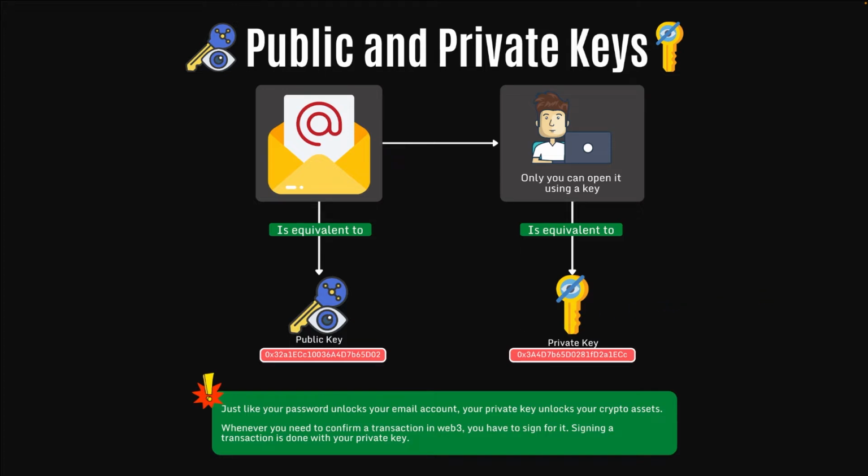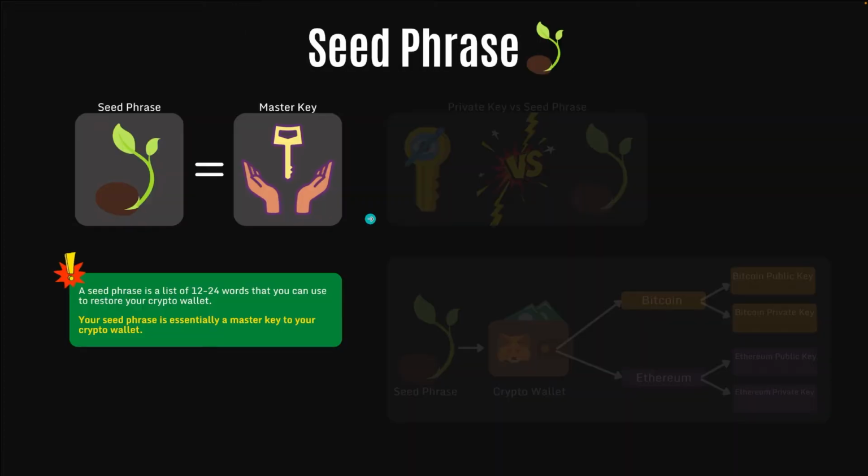Also, in Web3, everything you do online requires some sort of confirmation, and that confirmation needs to be signed. You sign those confirmations with your private keys. If you don't have the private key, you can't sign the confirmation, which means that you can't send transactions to the blockchain. The next thing we need to review is the seed phrase.